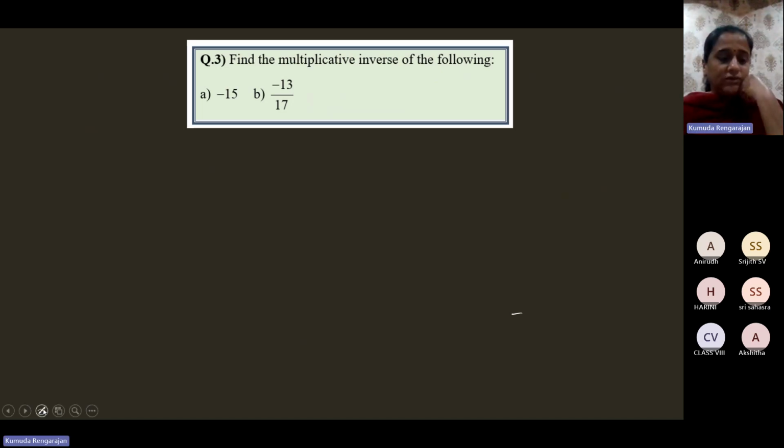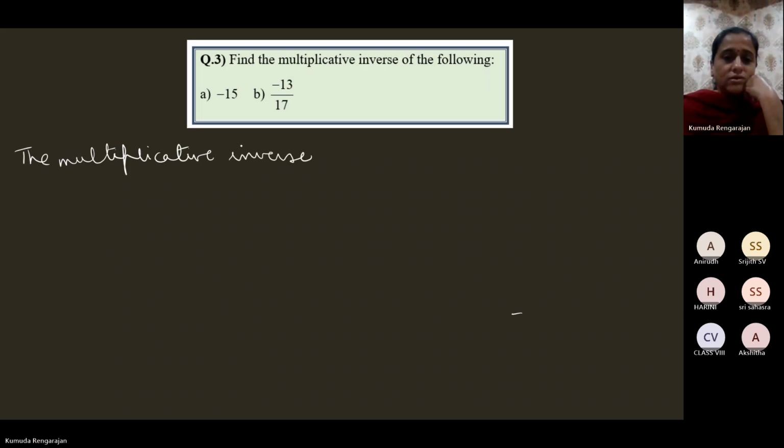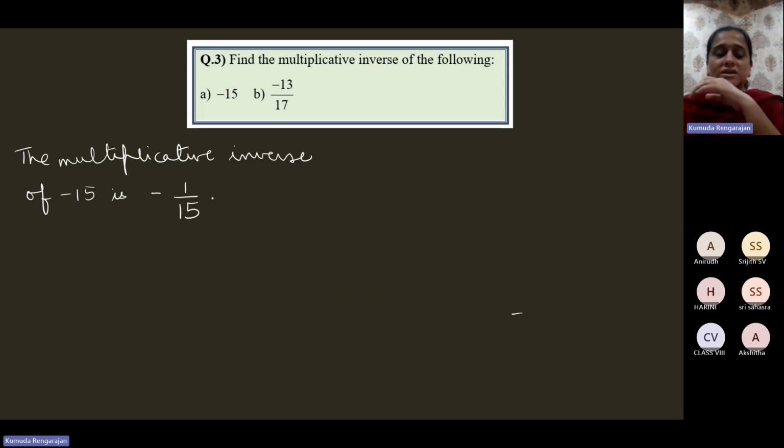What's the multiplicative inverse of minus 15? Ma'am, minus 1 by 15. Minus 1 by 15. Okay, so what should we do? For inverse, disturb the number, not the sign. Yeah, disturb the number, don't disturb the sign. For additive inverse, you will disturb the sign, but not the number.